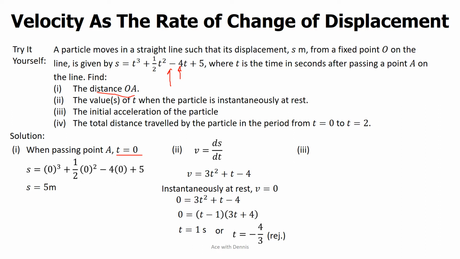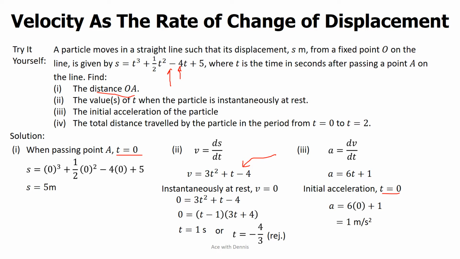For part 3, we need to find the equation of the acceleration, which is a equals dv over dt, which means we need to differentiate the equation of the velocity, and we get a equals 6t plus 1. Initially, the time is 0, so we substitute t equals 0 into the equation of the acceleration, a equals 6 times 0 plus 1, and we get 1 meter per second squared.